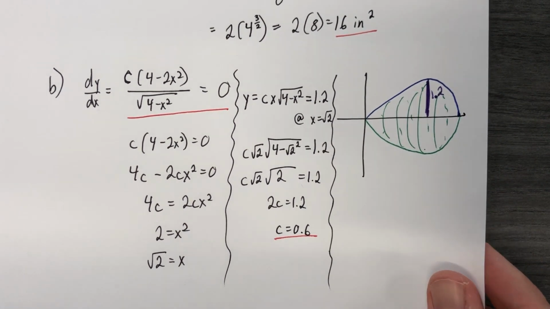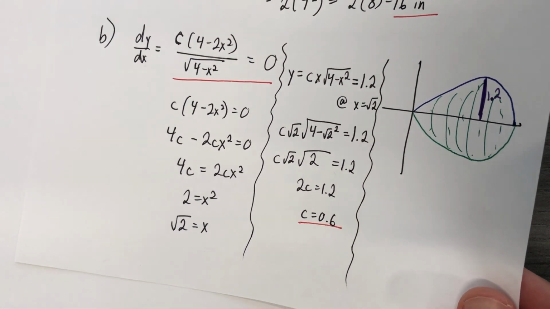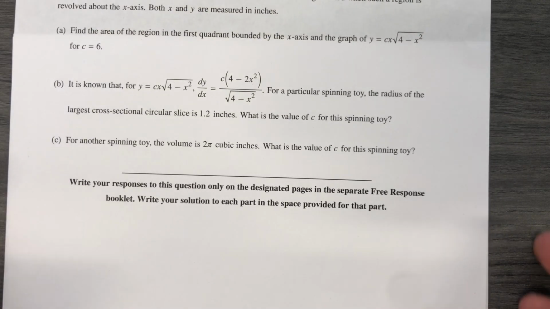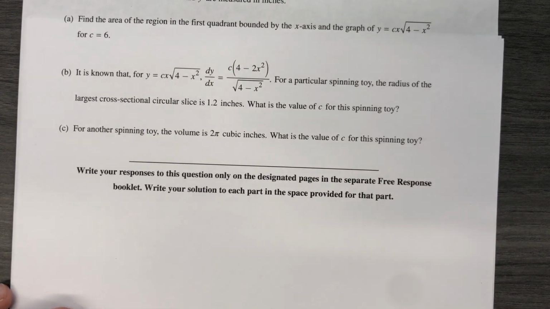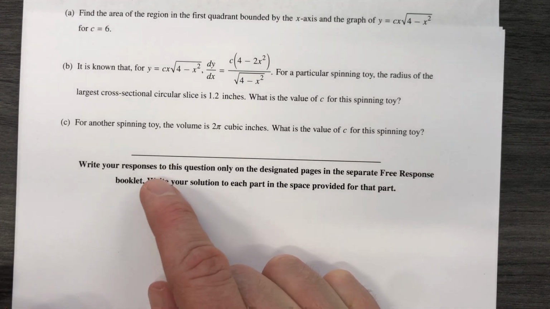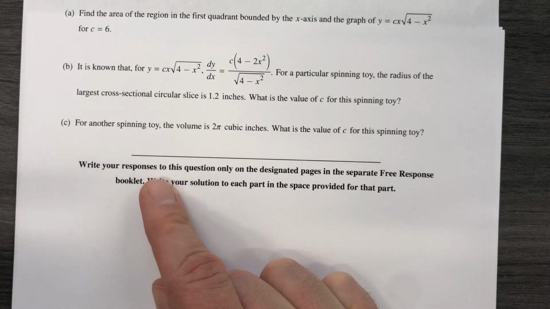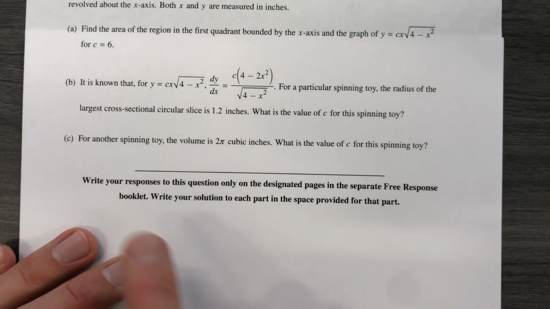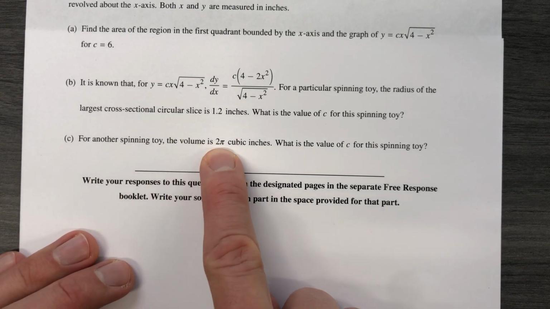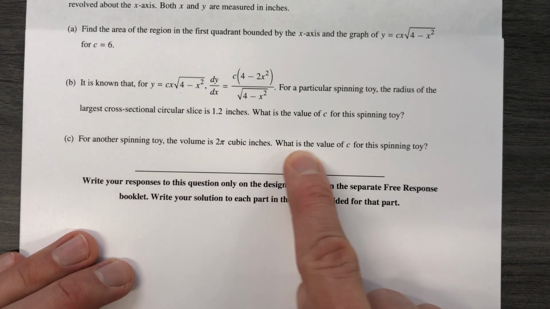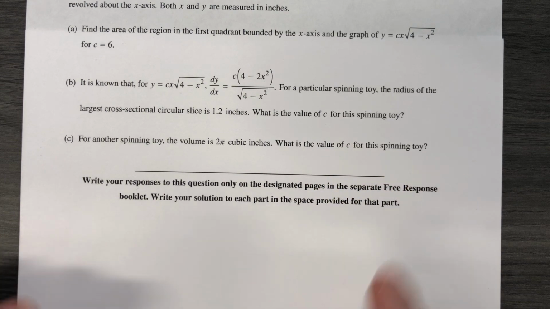All right, let's move on. Part C. This one took me a whole piece of paper. Lucky me. For another spinning toy, another one, why do we have several? Because C could be anything, right? C could be any integer that you want it to, anything, practically. Let's not use imaginary numbers there. For another spinning toy, the volume is 2 pi cubic inches. What is the value of C for this spinning toy?